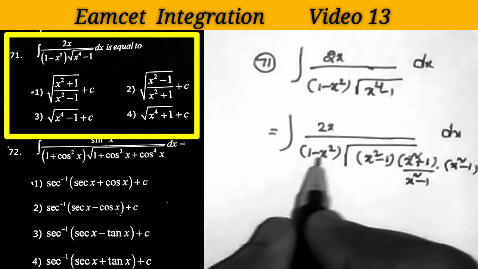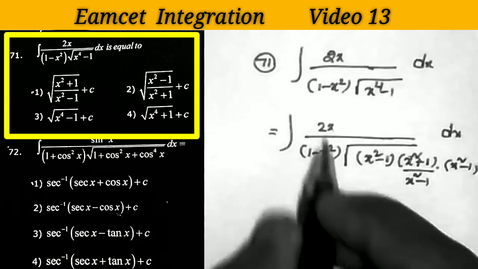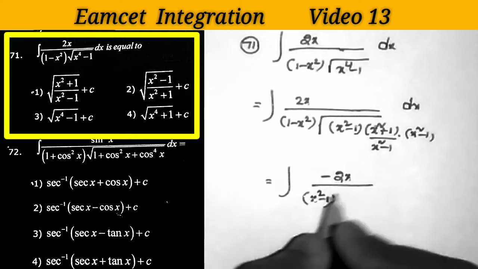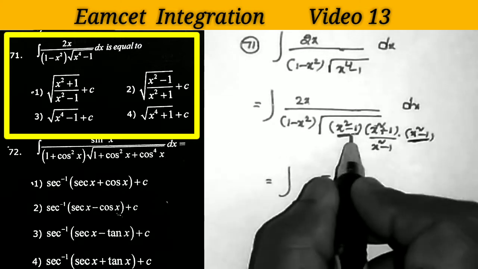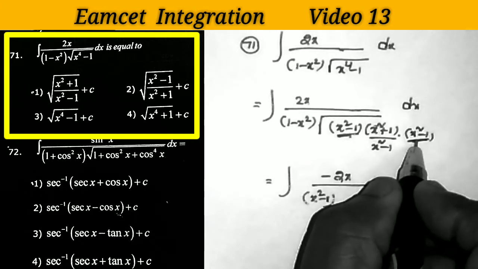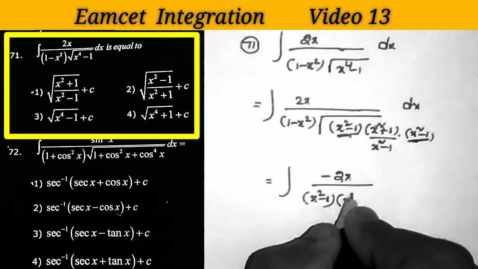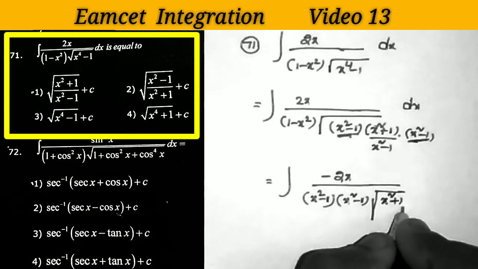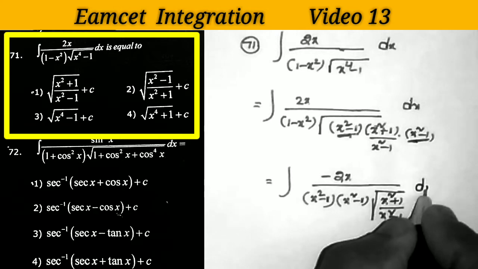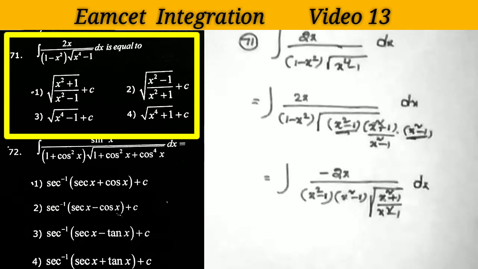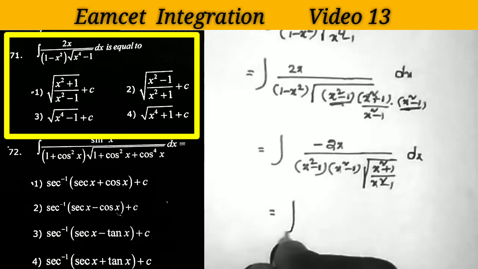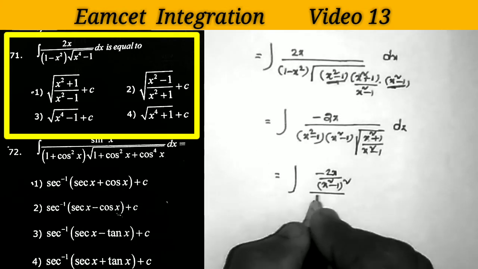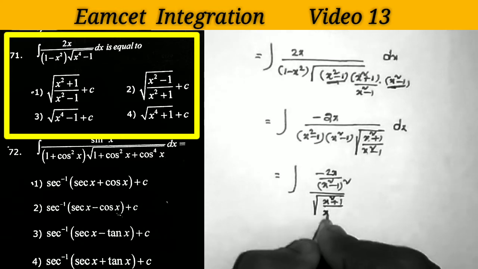Now, taking minus common and writing that value at the numerator, that is minus 2x by (x square minus 1) into the square root of (x square minus 1) into (x square minus 1), which is (x square minus 1) whole square under the square root. That becomes (x square minus 1) into the square root of the remaining value, (x square plus 1) by (x square minus 1). Writing these two terms outside of the square root, that becomes only x square minus 1. Now this is minus 2x by (x square minus 1) whole square by the square root of (x square plus 1) by (x square minus 1).